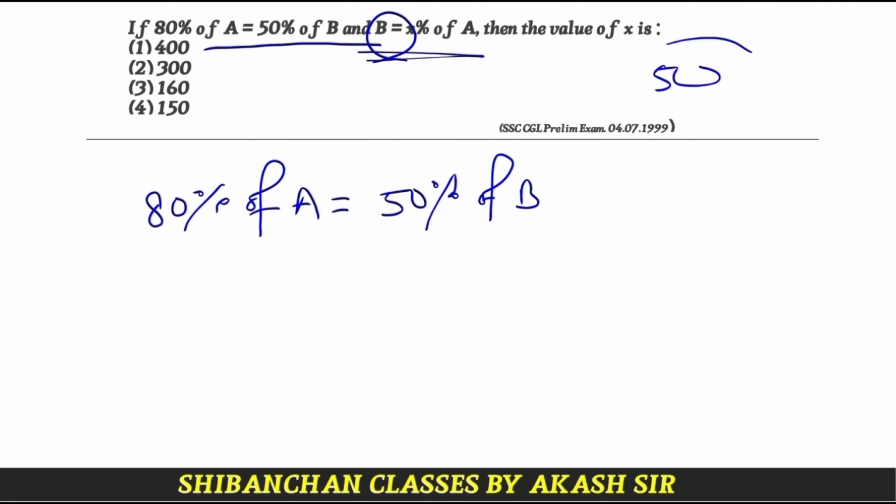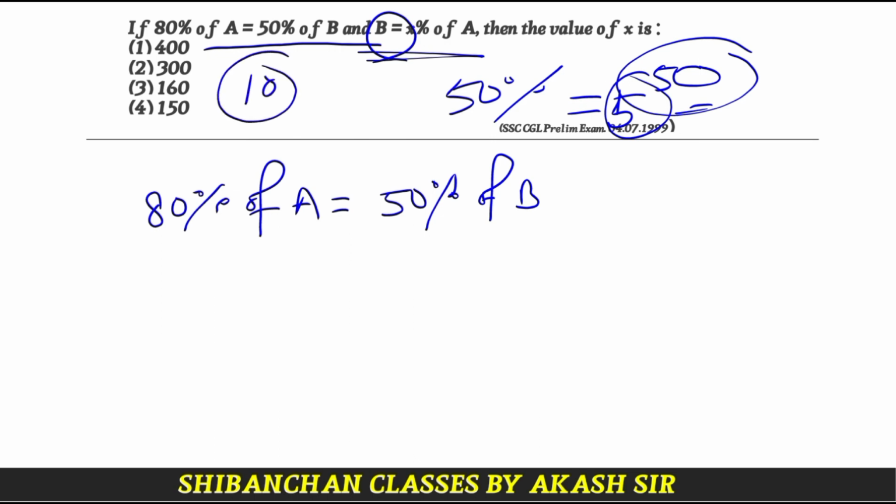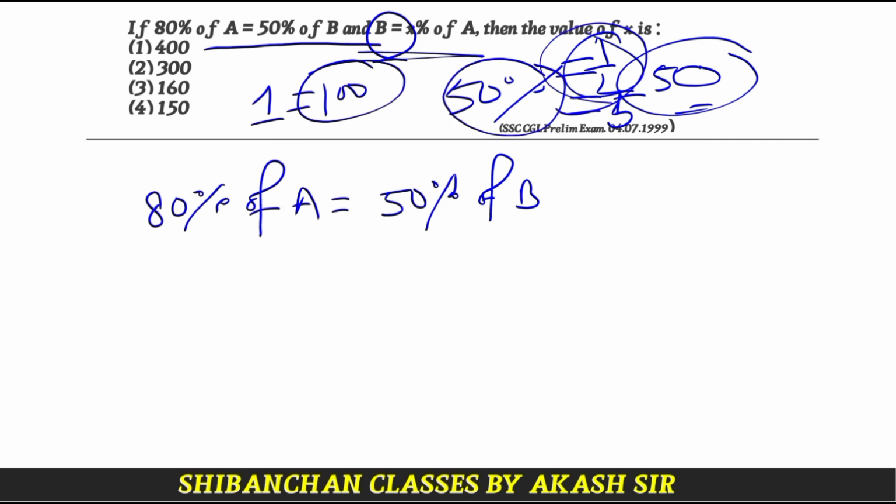You know 50% means half of anything. Like if I say 50% of 10 rupees, that will be 5. Is it correct or not? Correct. If I tell you 50% of 20 rupees, it will be 10 because 20 by 2. Okay, you know 50% means half. That's why if I say 1 means 100% and 50% means 1 by 2, half of 100 is 50, then half of 1 is half, 1 by 2.